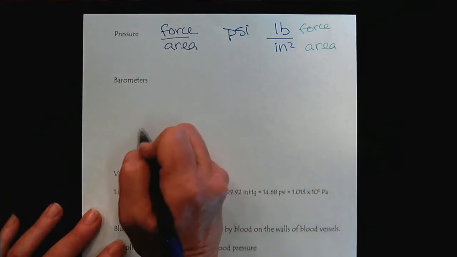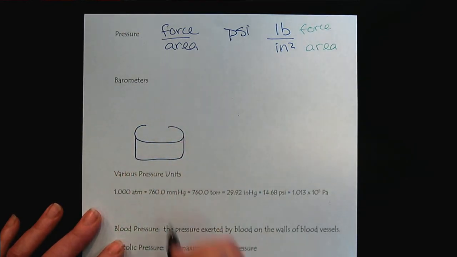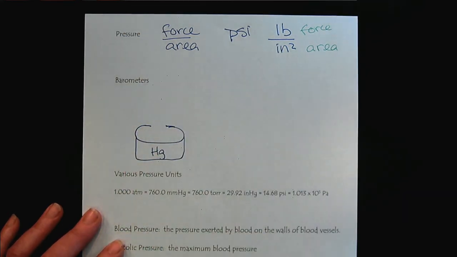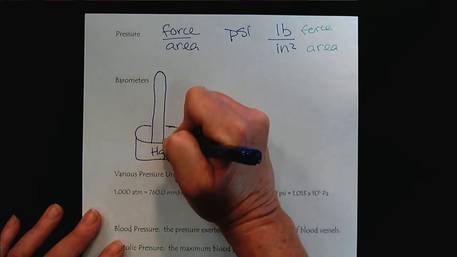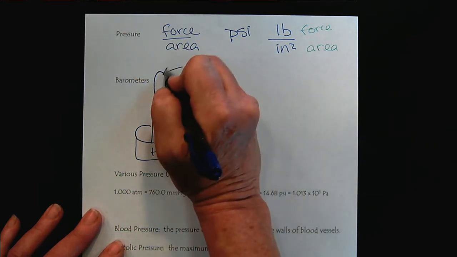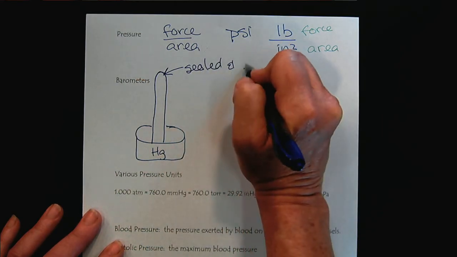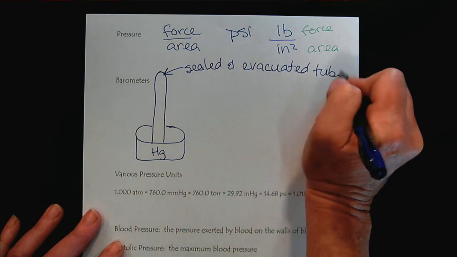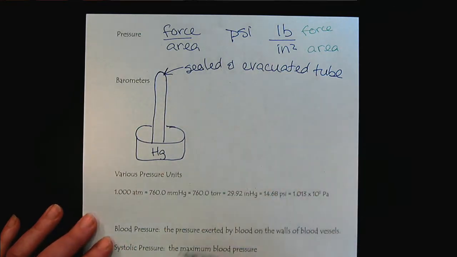One of the first ways we measured pressure was with a barometer. So the way a barometer works is it's filled with mercury. And in the olden days, human beings, we loved mercury. We've used it for all types of things. But here we're going to use it to measure pressure. And so what we have here is a sealed and evacuated tube. All of the gas molecules have been removed from this tube, and it's sealed.